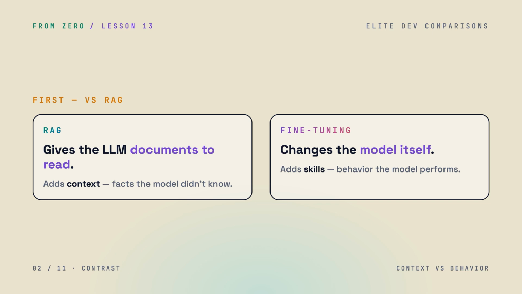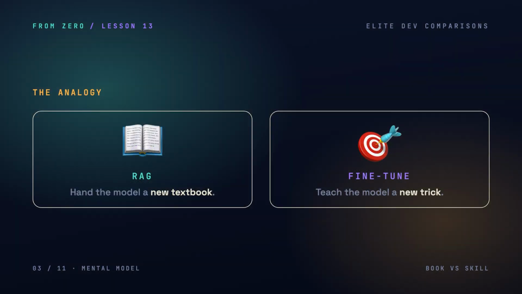Quick refresher. RAG gives the LLM documents to read before answering, fine-tuning changes how the model itself behaves. One adds context, one adds skills. Easiest way to think about it: RAG is handing the model a new textbook. Fine-tuning is teaching the model a new trick, a skill it performs from now on without the textbook.